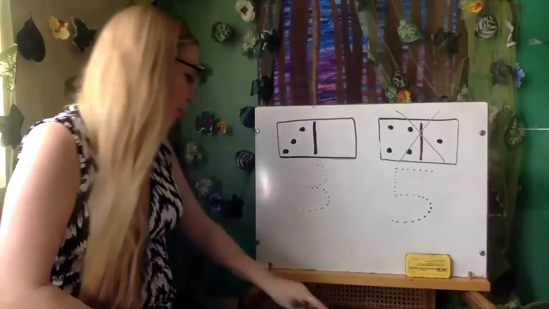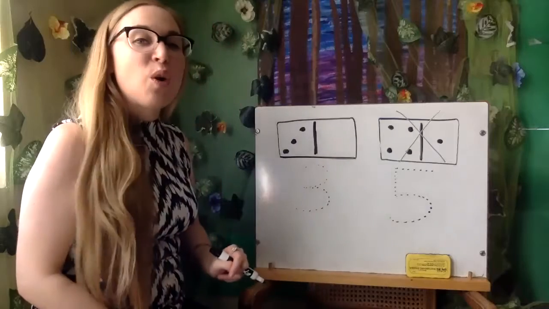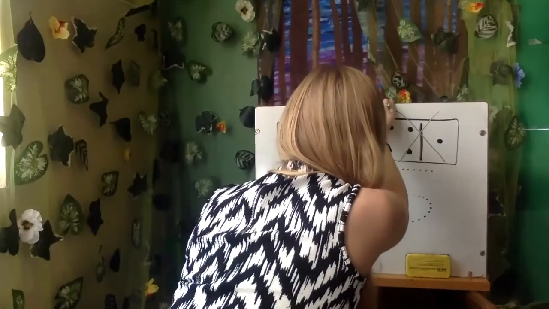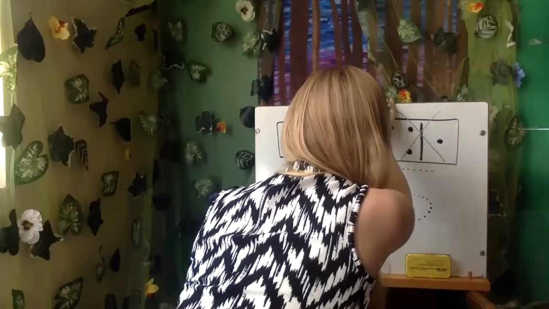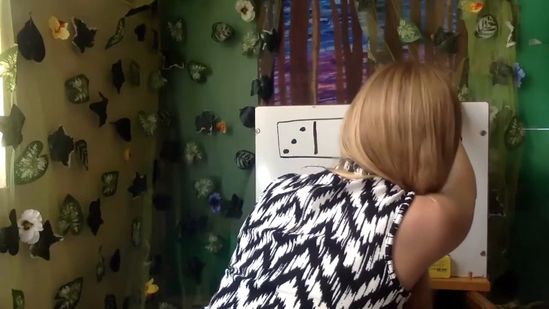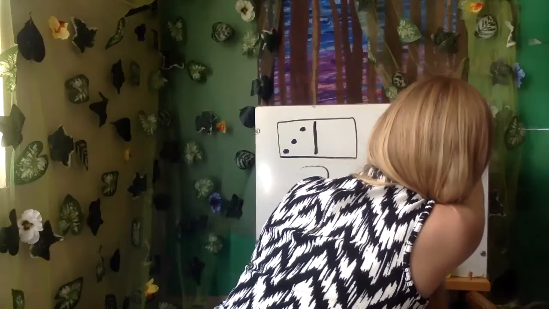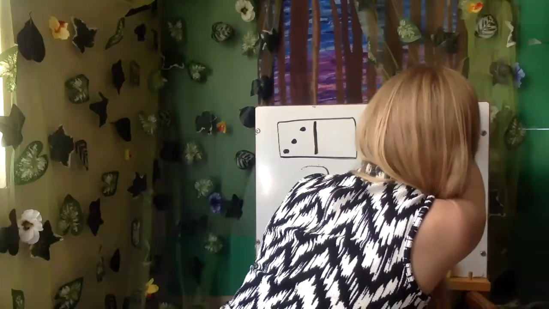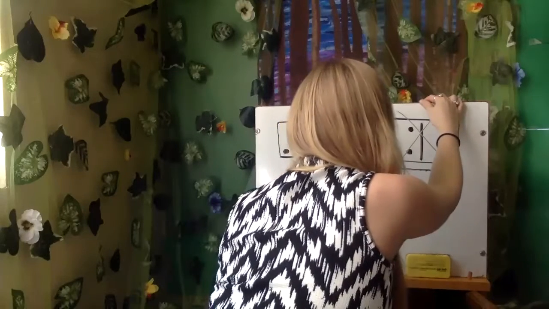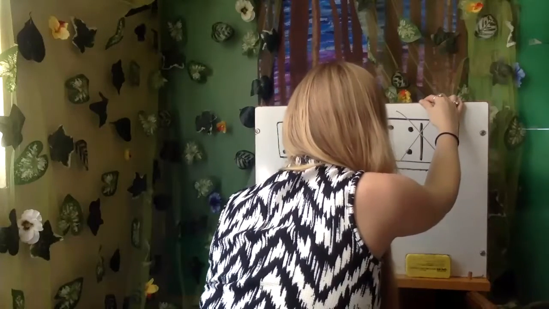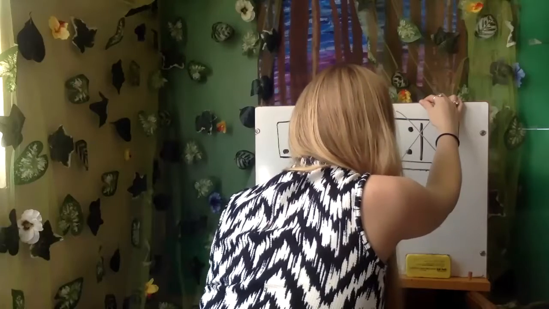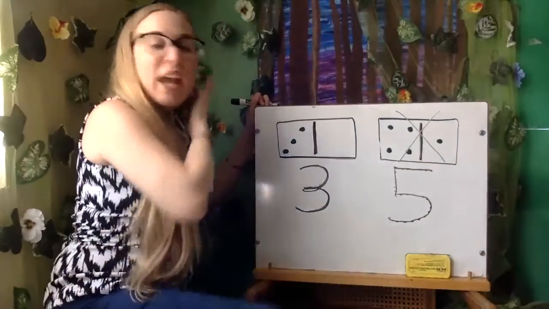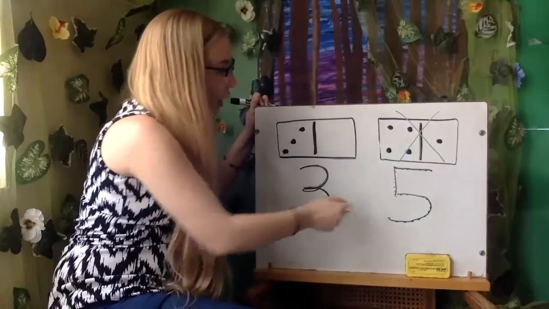The next step, it said to trace the numbers below. So we're going to go ahead and trace the 3, and then we'll trace the 5. Now I'm going to go back over to this 3 here because I think I can do better. All right, that's a little bit better now. So we have our 3 over here and we have the 5.